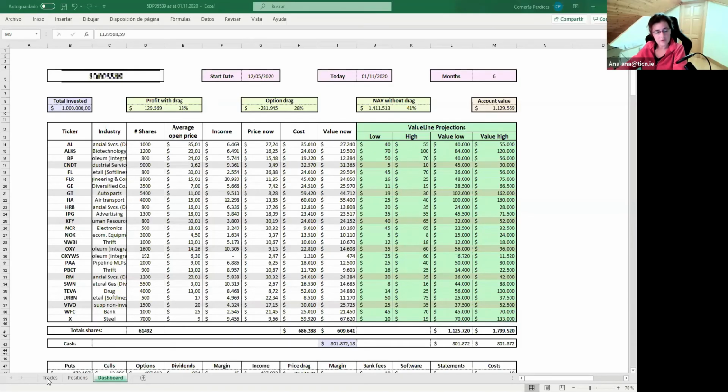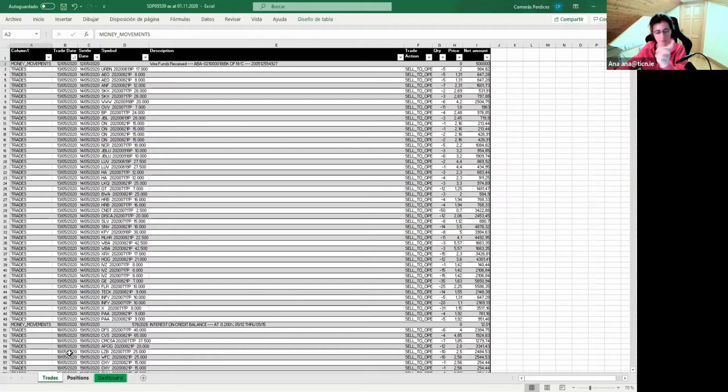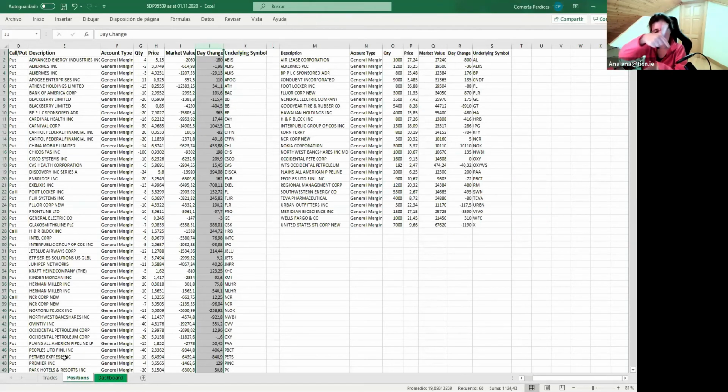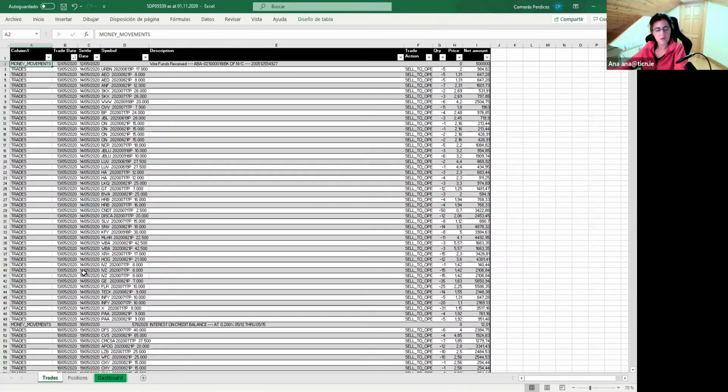As you can see, first thing, there are three tabs down here, bottom left: trades, positions, and dashboards. Let's start with trades. It's quite self-explanatory.